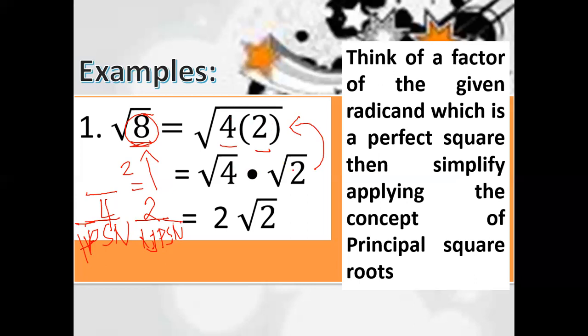And square root of 4 times square root of 2, you are now ready to evaluate. Square root of 4, 4 is a perfect square number. You have to think of a factor of 4 that when you raise it by 2, it's equal to 4. It would be easy because 4 is a perfect square number. So square root of 4 is equal to 2. And then you just need to bring down the non-perfect square number, square root of 2. So the final answer would be 2 square root of 2. So square root of 8 is equal to 2 square root of 2.